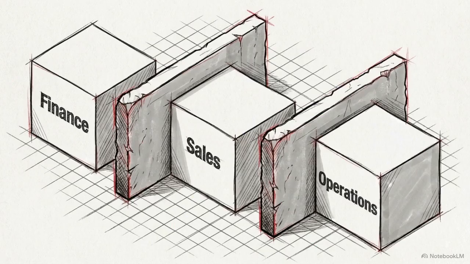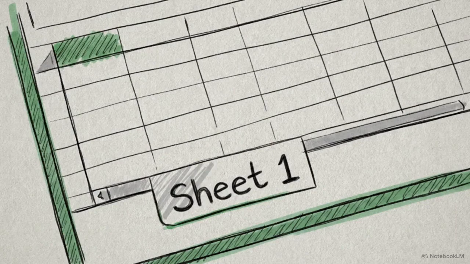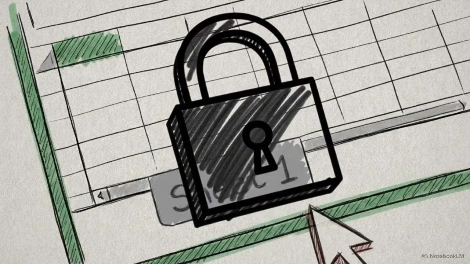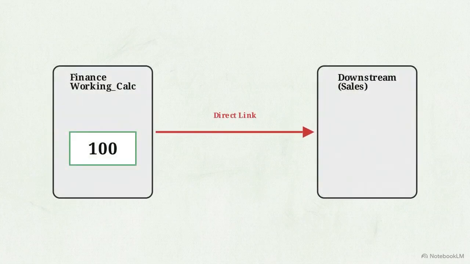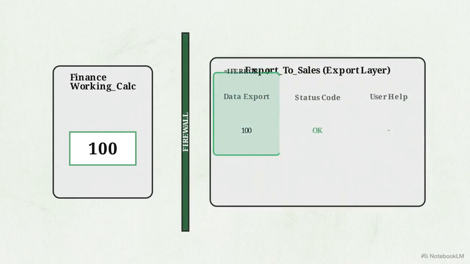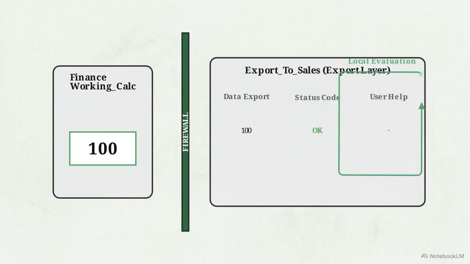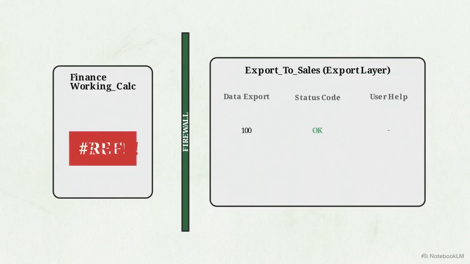To enforce this logic across departments, we establish a physical architectural boundary known as the export layer. The strict structural rule for this architecture is that a source workbook must isolate its raw calculation tabs. Downstream departments are forbidden from pointing external links directly to working data cells. Instead, we build a dedicated export sheet. This new export tab contains 3 core components: a dedicated data column, a standardized status code column, and a detailed user help column. The formulas inside this layer evaluate the raw source cells locally within the finance environment. If a structural error is detected, the layer prevents the live engine crash from passing through, converting it into a clean, text-based operational status code.